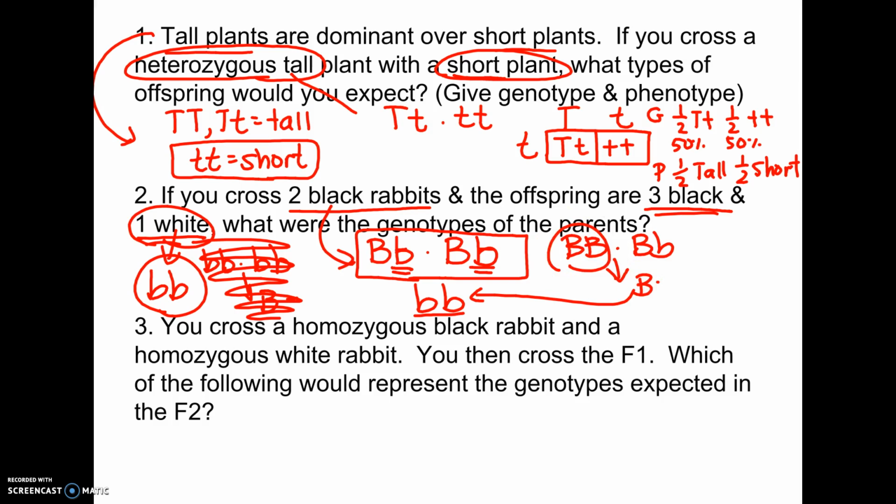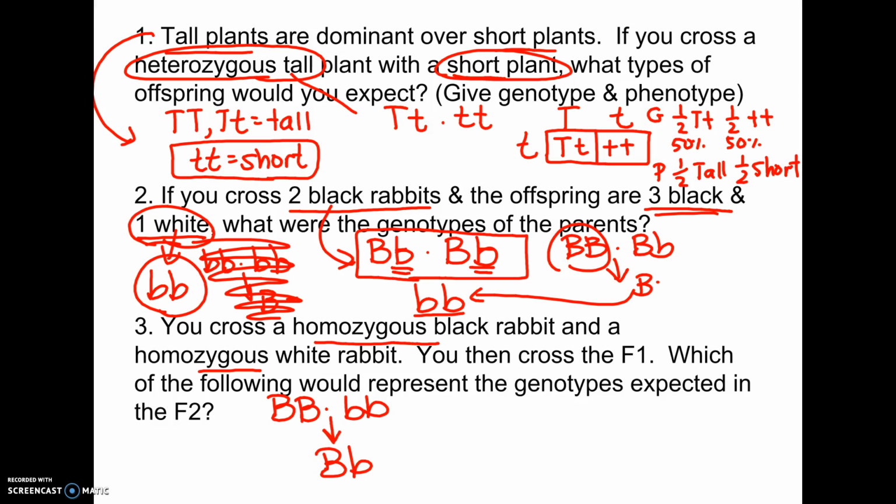Last cross. This one is really looking to see that you understand the genetics vocabulary that we've covered. Homozygous black is crossed with a homozygous white. So that's going to be big B, big B crossed with little b, little b. You really don't need a Punnett square to solve this. We know they're all going to come out big B, little b.